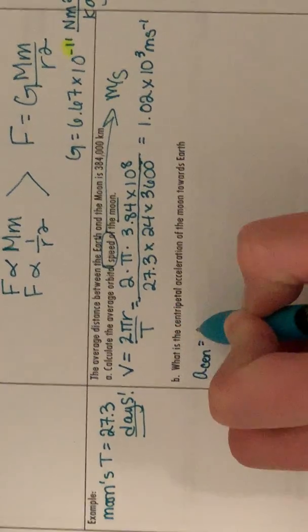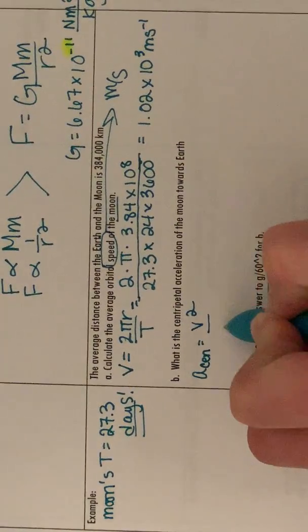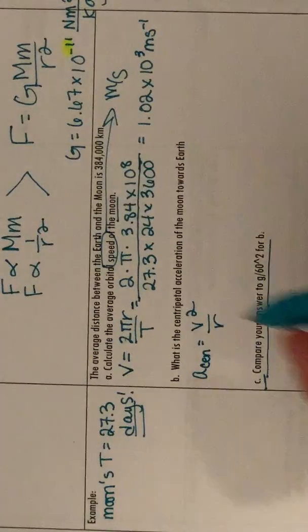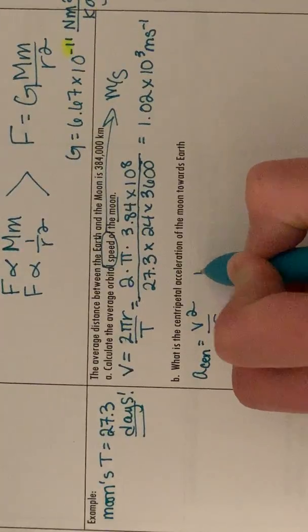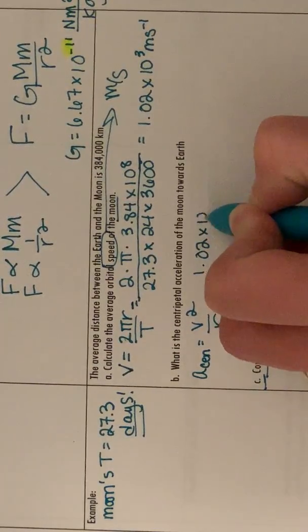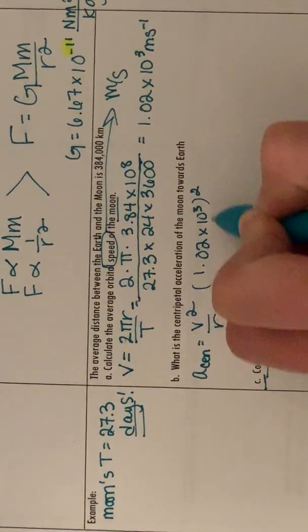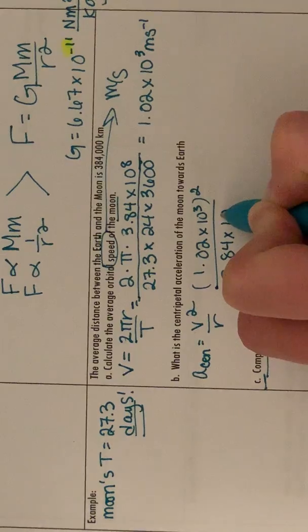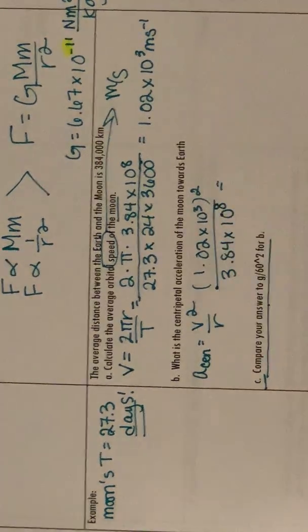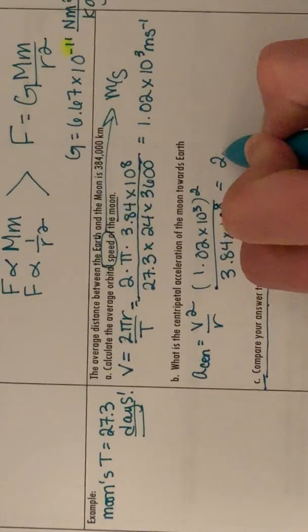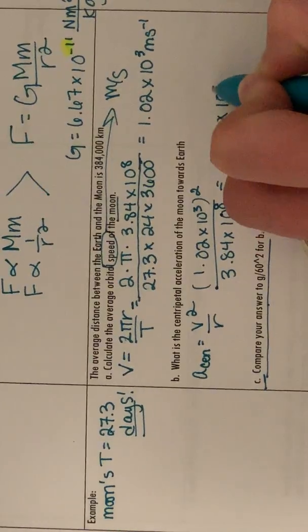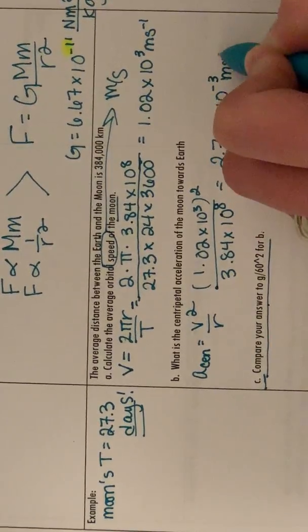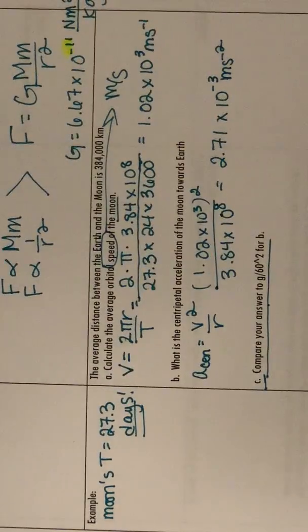Centripetal acceleration, you did plenty of this when you did the PIGS lab: v squared over r. So we just plug in that value, 1.02 times 10 to the third squared, divided by the radius, which is again 3.84 times 10 to the 8th. The value that we come up with is 2.71 times 10 to the minus third meters per second squared. And so that's our centripetal acceleration of the moon towards the earth.